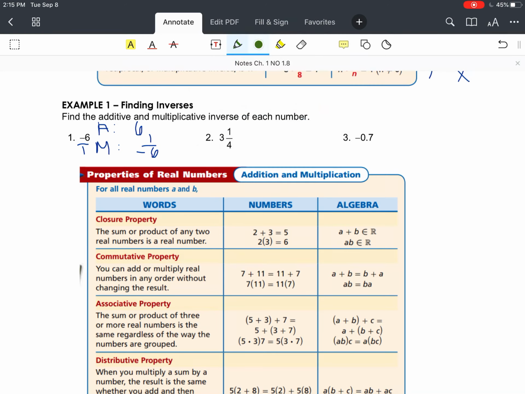The negative can go on top, bottom, or out in front of the fraction. It doesn't matter. How about number 2, 3 1/4? So again, the additive, you just do the opposite. The opposite of positive 3 1/4 would be negative 3 1/4. So that's not bad. For the multiplicative, in order to flip this fraction, we have to have it as an improper fraction. It's impossible to flip this with the whole number out in front. So remember, to find what this is as an improper fraction, you multiply the denominator times the 3 out in front, so 4 times 3, which is 12, plus 1, which is 13. So this is the same thing as 13 over 4. So the multiplicative inverse is going to be the flipped fraction, 4/13.